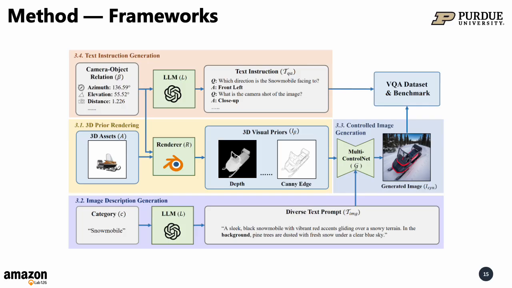Fourth, text instruction generation. We utilize GPT-4o as an LLM to generate QA pairs on camera object relation for visual instruction tuning.